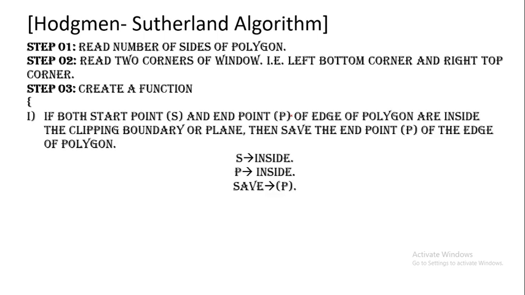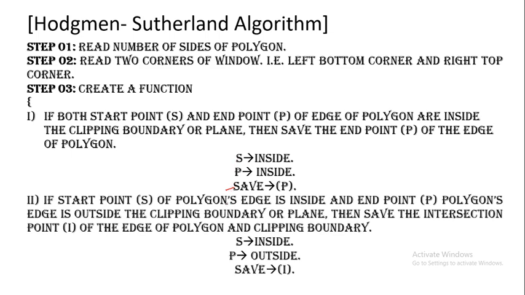In the first function, I have to write all four cases. Suppose the start point is inside and the end point is also inside the boundary, then I have to save P. Second case, suppose the start point is inside and the end point is outside, then save the intermediate point, the intersection point of the line and boundary.